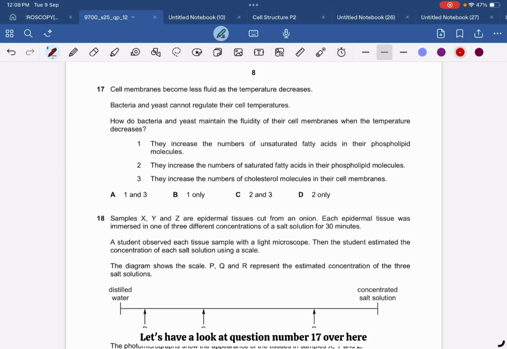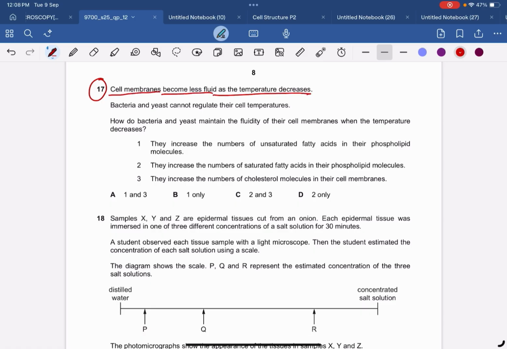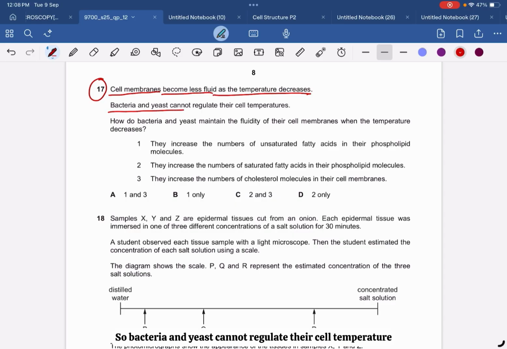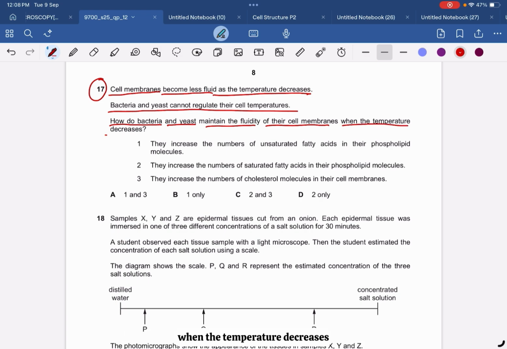Let's have a look at question number 17. It says that cell membranes become less fluid as the temperature decreases. We know that as the temperature decreases, the cell membrane becomes too rigid. Bacteria and yeast cannot regulate their cell temperature. How do the bacteria and yeast maintain the fluidity of their cell membranes when the temperature decreases?